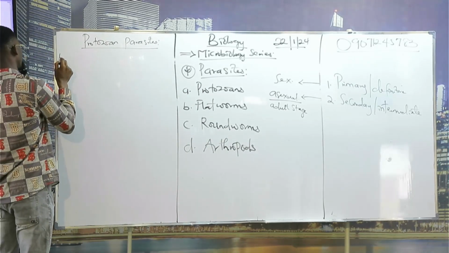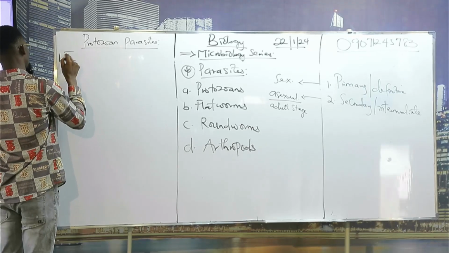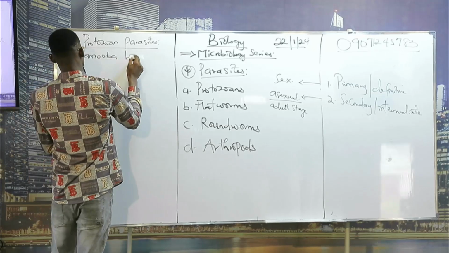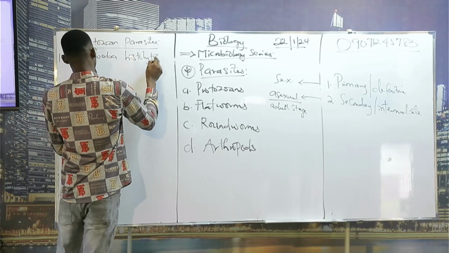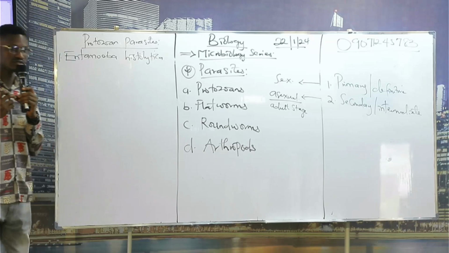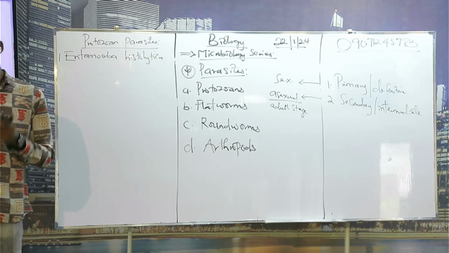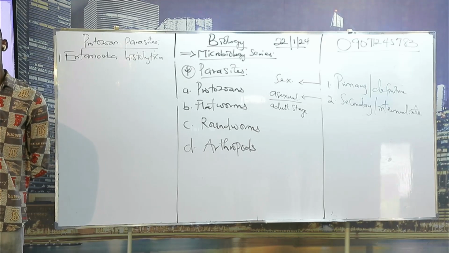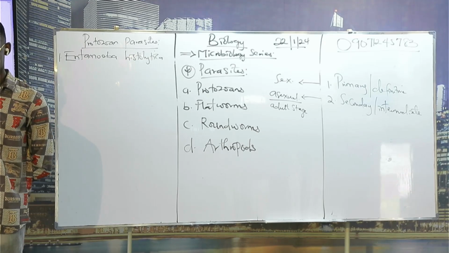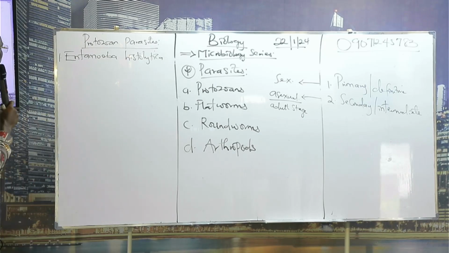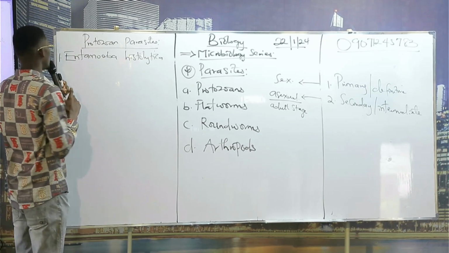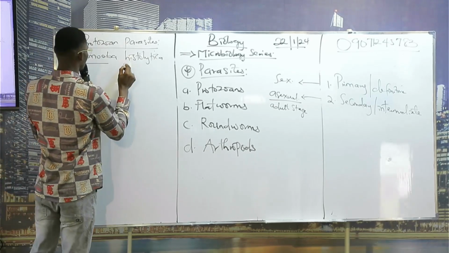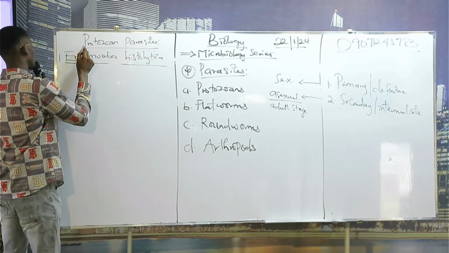The first organism we are going to talk about here is called Entamoeba histolytica. Please, what did I say? Say it again. As you are writing, pay attention. Now, this is a very big name, right? Let's divide the name and see what it means.